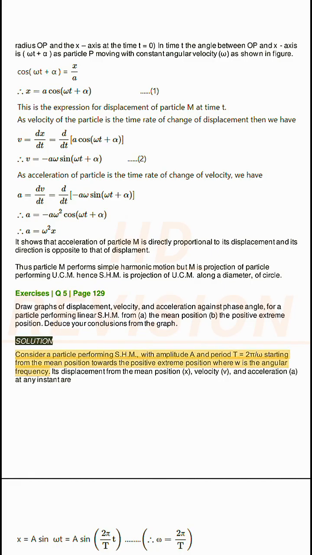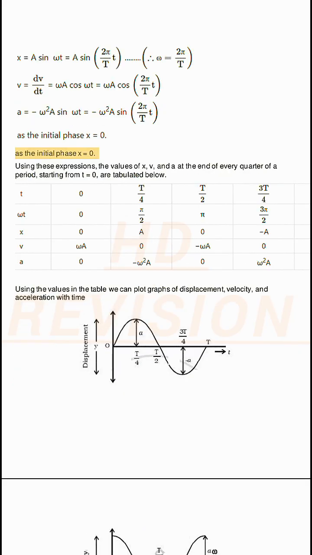Solution. Consider a particle performing SHM with amplitude A and period T equals 2 pi by omega, starting from the mean position towards the positive extreme position, where omega is the angular frequency. Its displacement from the mean position x, velocity v, and acceleration a at any instant t are given by the expressions. As the initial phase alpha equals 0, using these expressions, the values of x, v, and a at the end of every quarter of a period, starting from t equals 0, are tabulated below.